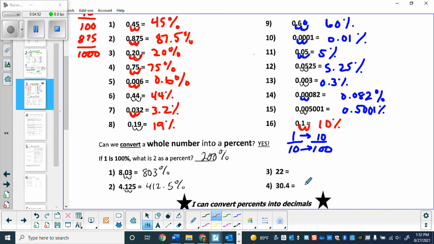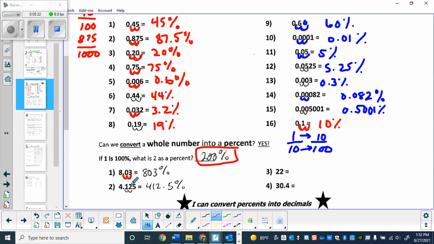Now we can convert whole numbers into a percent. Of course we can. For example, you guys know that 1 whole is 100%. So then 2 wholes would be 200%. Go ahead and jot that down. So we can have percents bigger than 100. So like if you see the decimal, y'all, 8.03, same thing, just move it over twice. 8 3/100 is 803%.